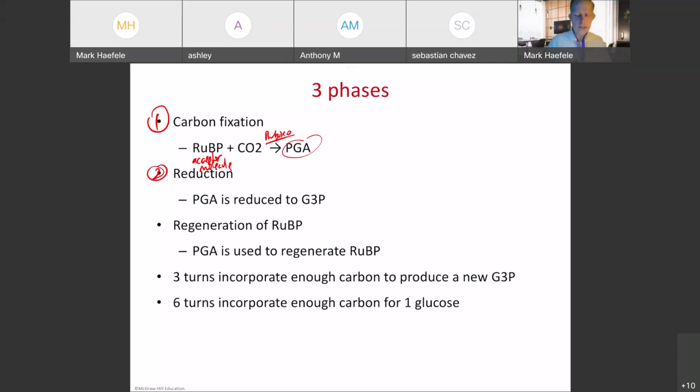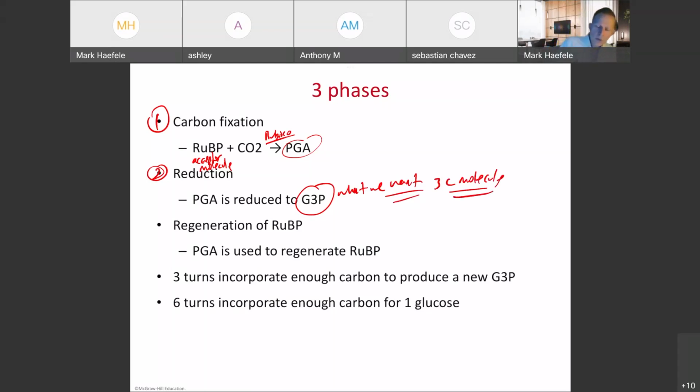Then once you get it in PGA form, you want to go through what's called reduction. You reduce it from phosphoglyceraldehyde into glyceraldehyde 3-phosphate. They sound similar, but they're actually different. G3P is what we want. That's where we want to go. It's a 3-carbon molecule at this point.